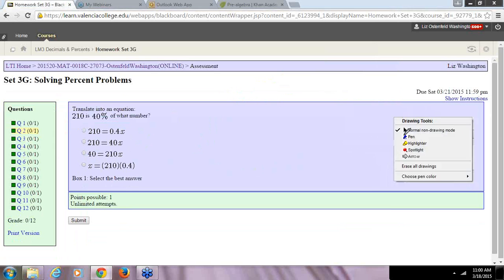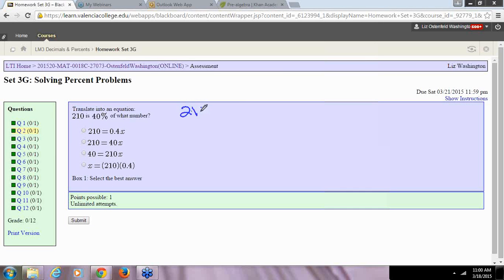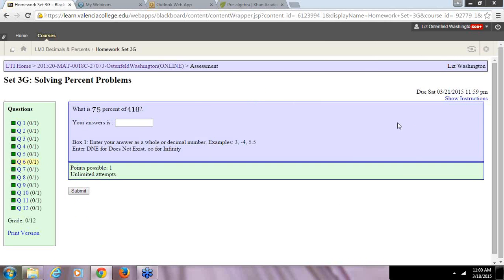Okay, so I'm just going to do a few of them. So I got 210 is 40%. The word of is multiplication. What number is a variable? So you also would see it written like this. These are the same. They're written the same exact way. Okay, here you have to actually answer the question.